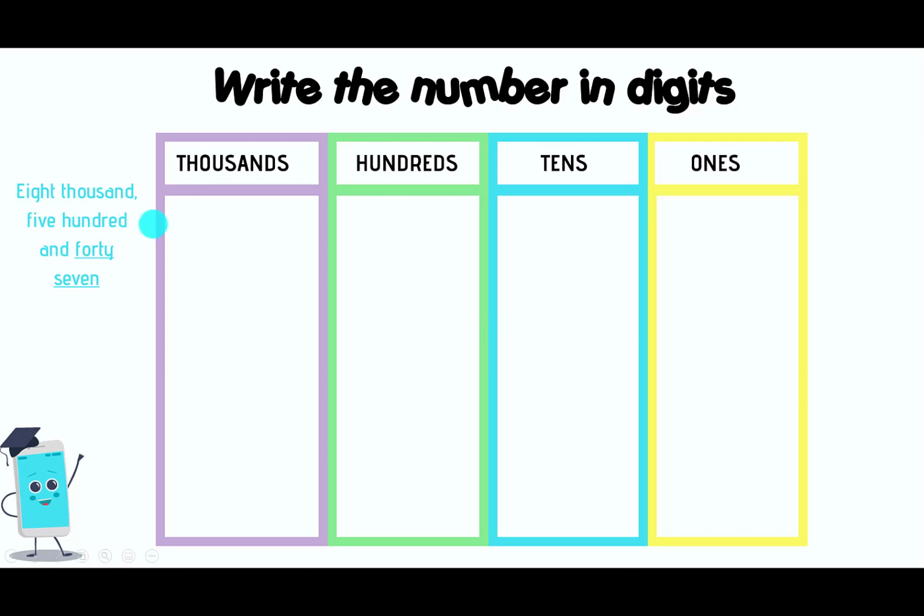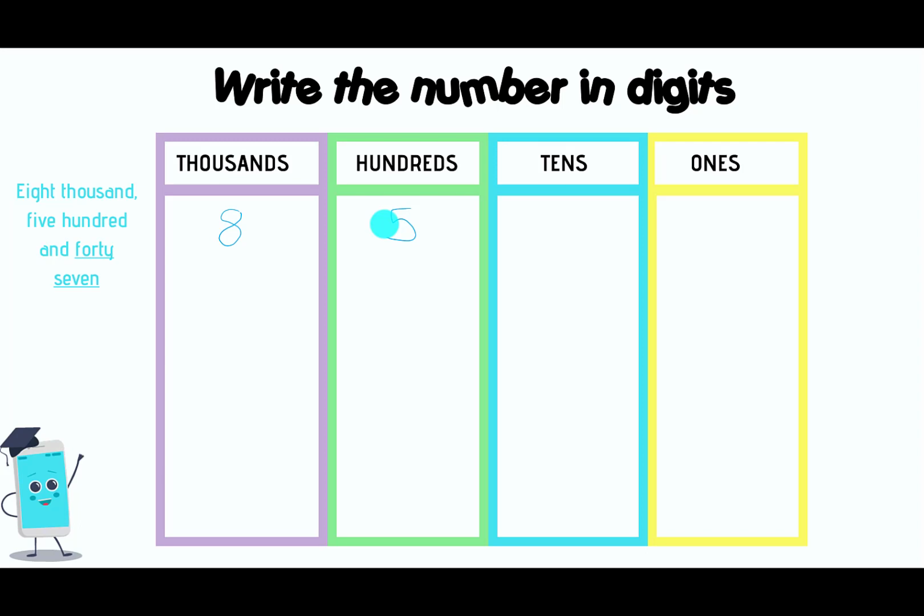So I'm going to look at my number. I've got 8,000. So in my thousands column, I'm going to write the number 8. I've got 500. So in my hundreds column, I'm going to write 5 and 47.